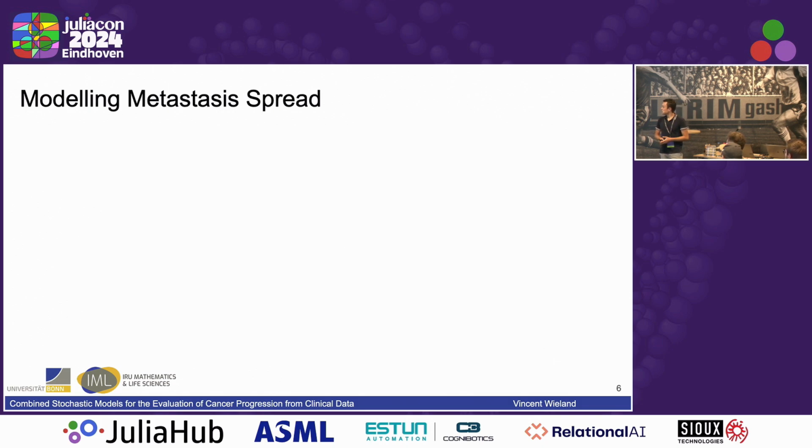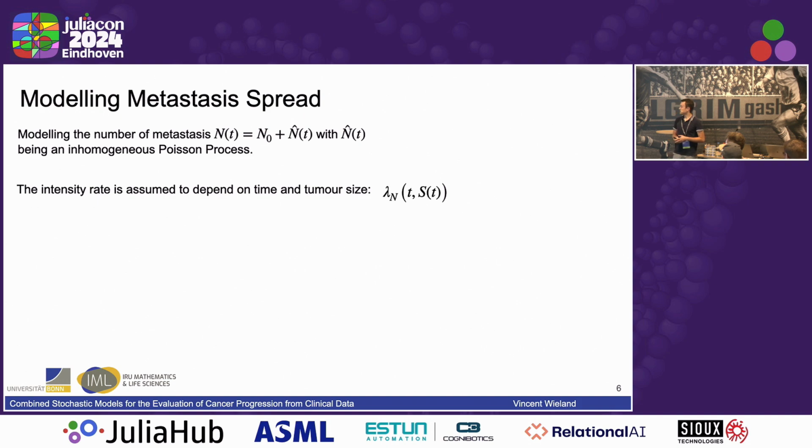The second part we want to model is the metastasis spread, and here we don't model the spatial resolution yet, we just model the number of metastases. So we have some number which is there at the time point of diagnosis, and then we have an inhomogeneous Poisson process, just a counting process, counting the number of metastases, and the intensity rate for this process now depends on time and on the size of the tumor. So there's the first combination we take into account.